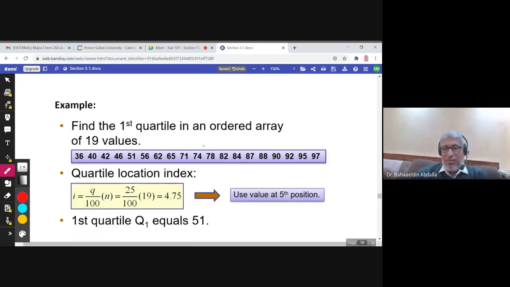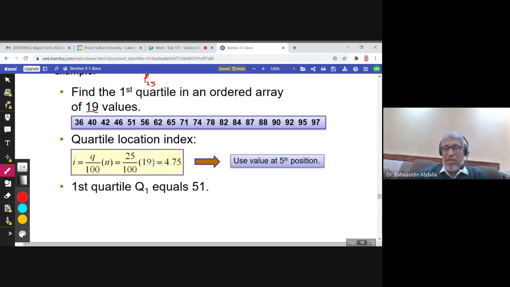Find the first quartile in an ordered array of 19 values. So n is 19. If you need the first quartile, that's the 25th percentile. So you divide 25 by 100 times 19, which is 4.75. It is not an integer. You round it up. You take the value at the fifth position: 1, 2, 3, 4, 5. The value in the fifth position is 51. So the first quartile is 51. And you can practice by yourself how to find the median and the third quartile for this data.